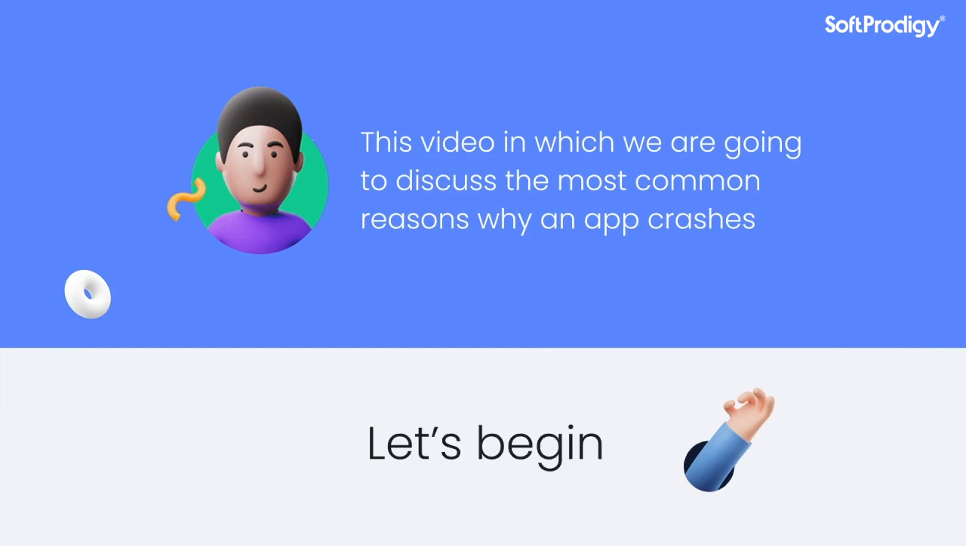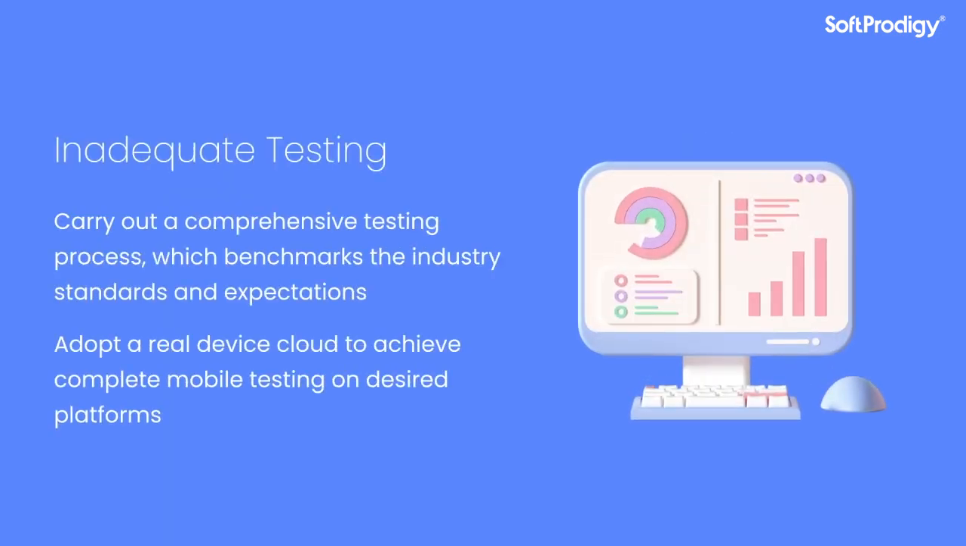Let's begin. 1. Inadequate testing. As you know, testing is a vital part of mobile app development. It helps you monitor the app's performance in real user conditions. Without testing your app on different devices and platforms, you can't detect and fix potential errors. As a result, this may end up crashing the app for end users. So, carry out a comprehensive testing process, which benchmarks the industry standards and expectations. Adopt a real device cloud to achieve complete mobile testing on desired platforms.